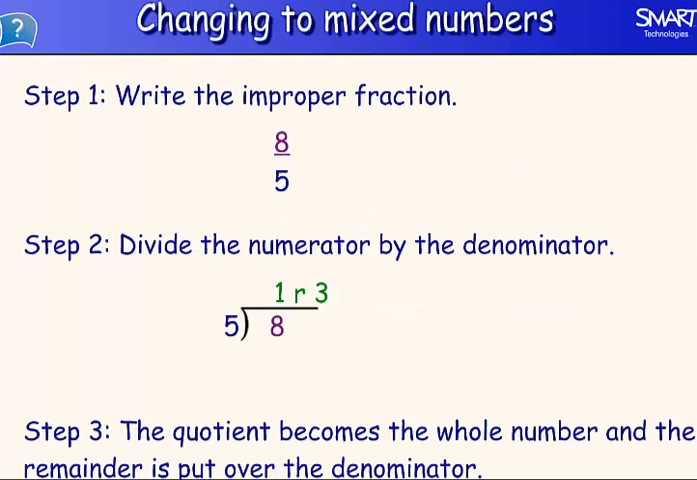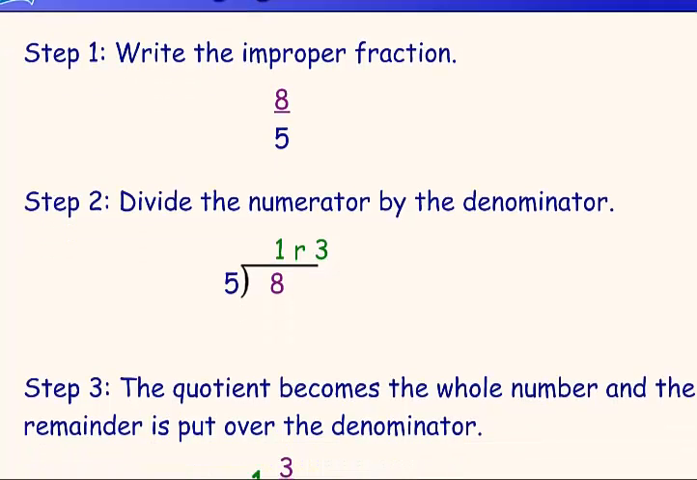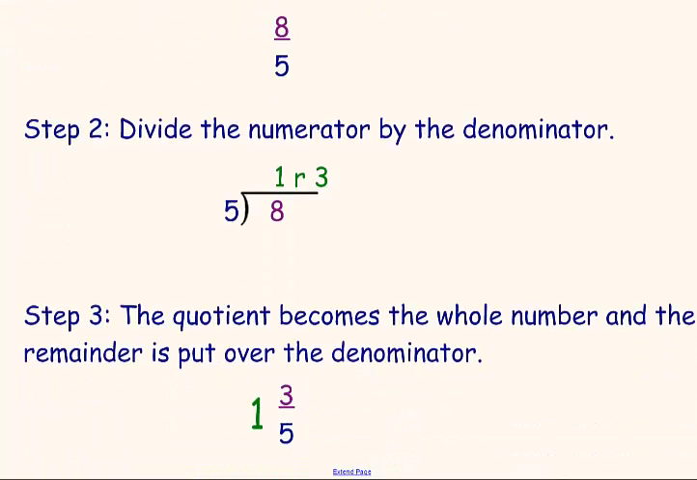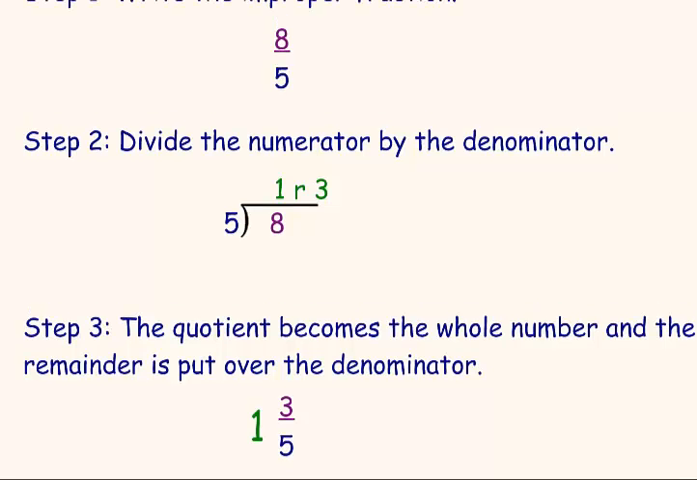So here are the steps I'd like you to write into your notes. Step 1, write the improper fraction. Step 2, divide the numerator by the denominator and make sure you have a remainder. Step 3, the quotient, which is the answer, becomes the whole number and the remainder is put over the denominator. Take a moment and put these steps into your notes.